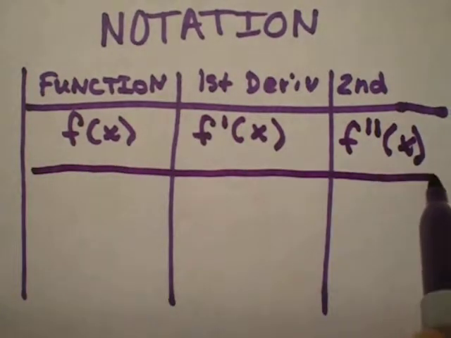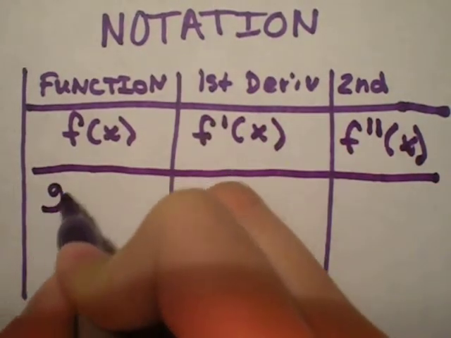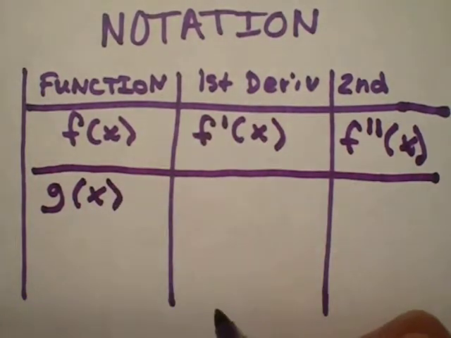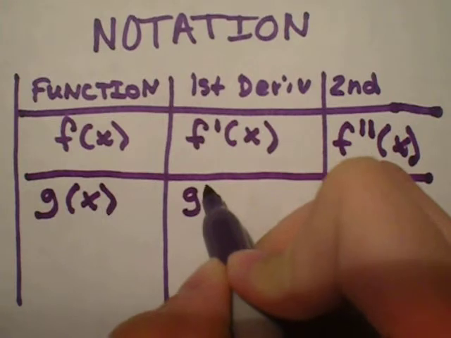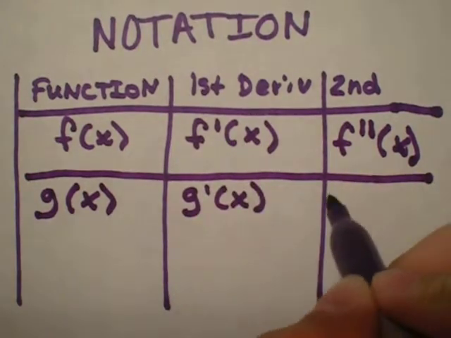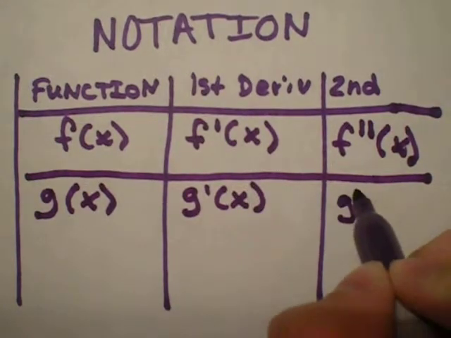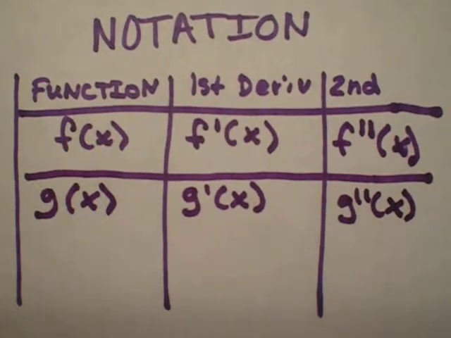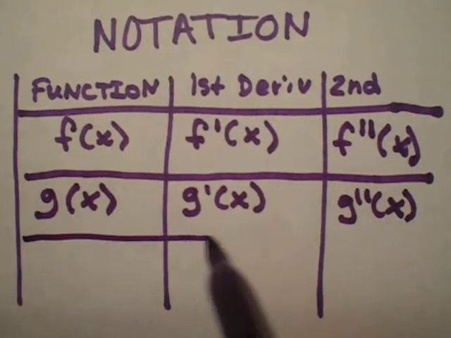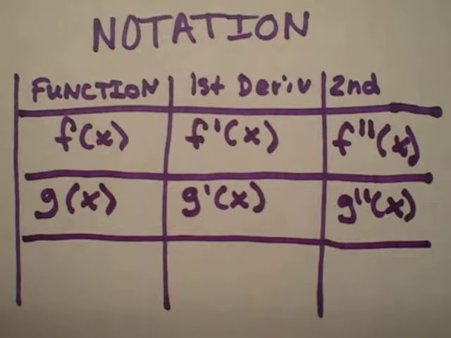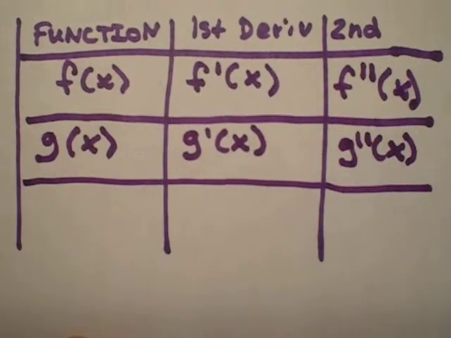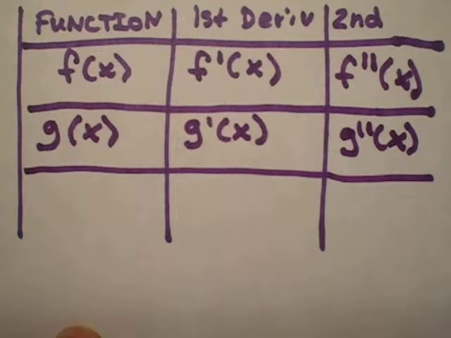And let's look at another case. Let's say our function is g of x. Then our first derivative would simply be g prime of x, and our second derivative would be g double prime of x. And that goes for any function. We could have a function named h of x. So then our first derivative would be h prime, and our second derivative would be h double prime.